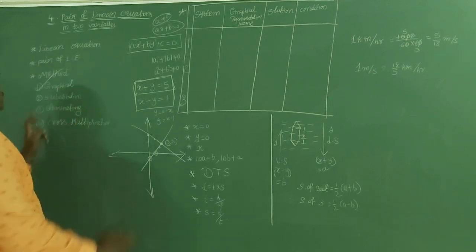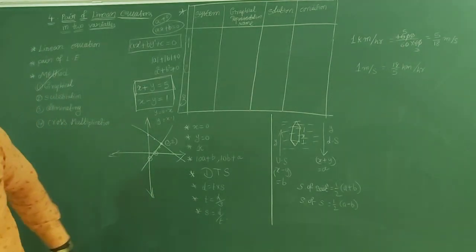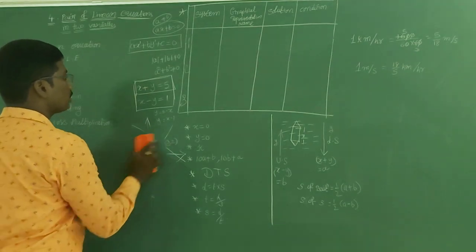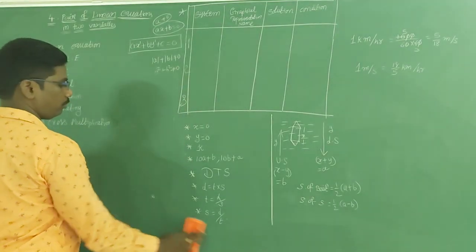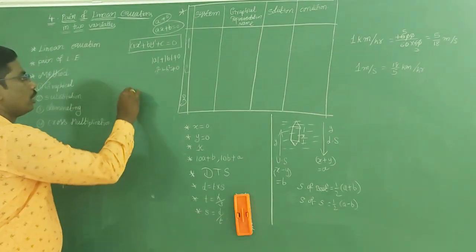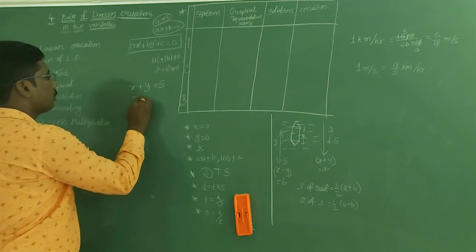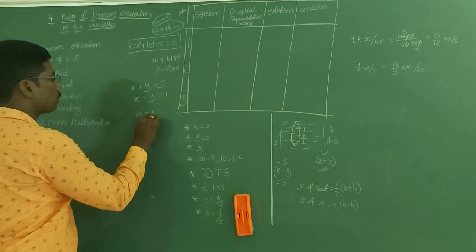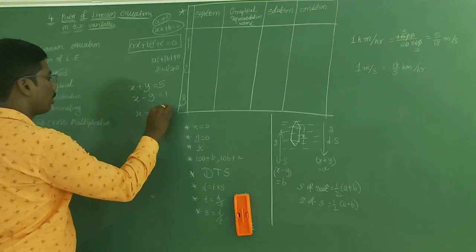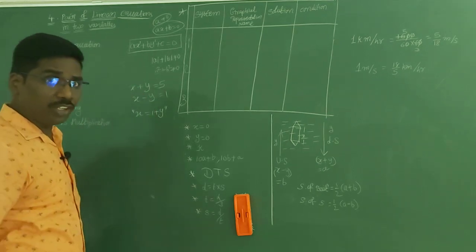Now, substitution method. Second one is substitution method. In this substitution method, we have taken x plus y is equal to 5 and x minus y is equal to 1. Now, see here, x is equal to 1 plus y. Now, substitute this x value in this equation, then you will get the answer.